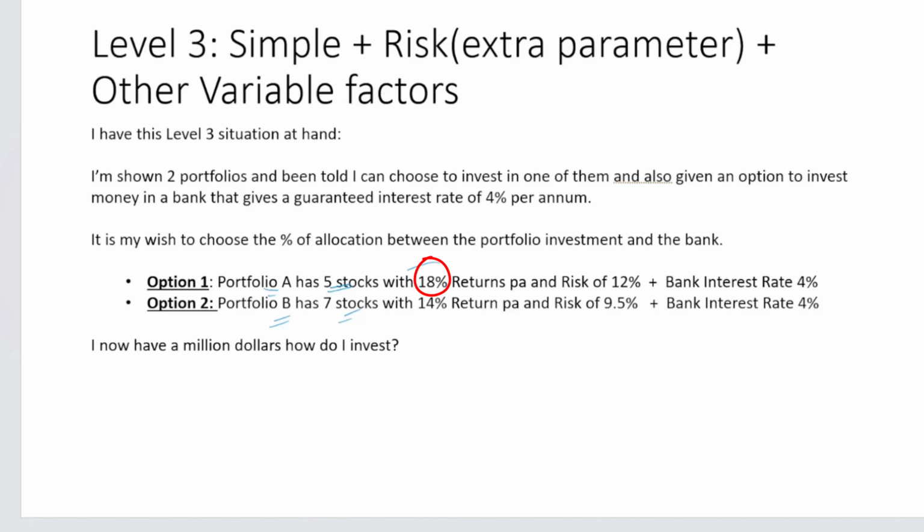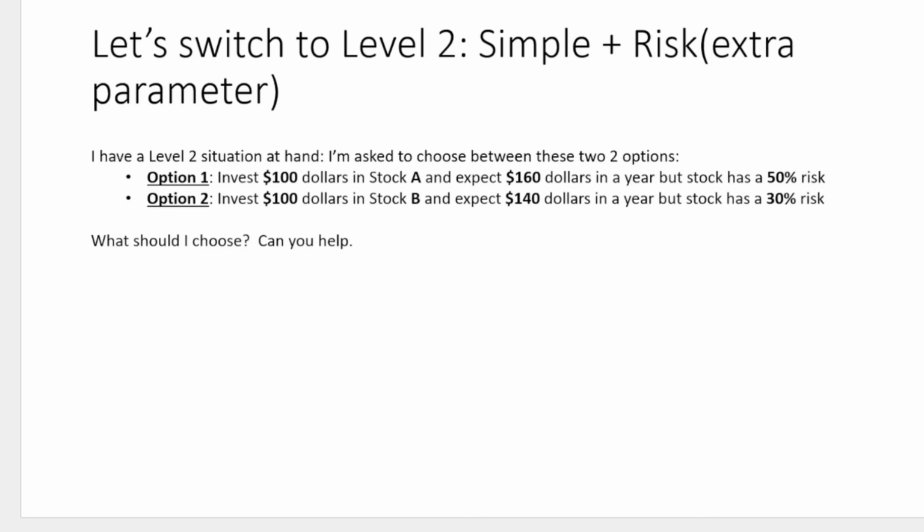Combined return of 5 stocks is 18%, but it has a risk of 12%. And again, in portfolio B, which has 7 stocks, we have a combined return of 14% with a little lower risk of 9.5%. And you also see something here like bank interest I'm adding here. I'll get to a moment why I'm adding this bank interest rate here. But the idea is to get your understanding clear between selection of stocks and selection of portfolios. We will answer level 2 and level 3 in just a moment.